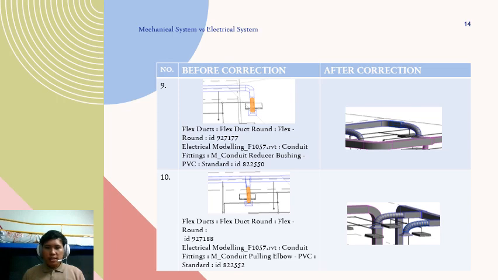Problems number 9 and 10 are the same, but the ID for the flat start round is different. The problem is the flat start round has the conflict with the conduit. The solution between the flat start round and conduit is the same. I just changed the middle elevation from 3400 to 3600 to remove all the problems.